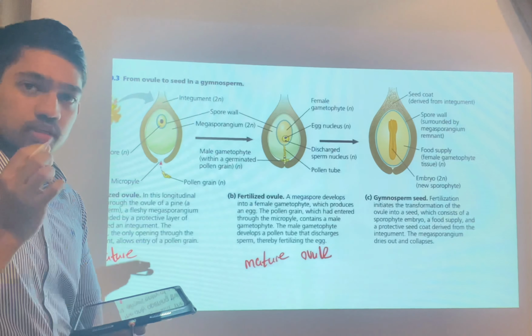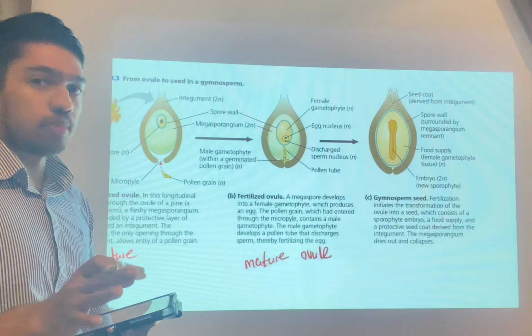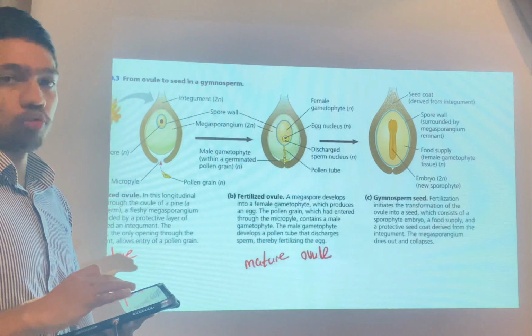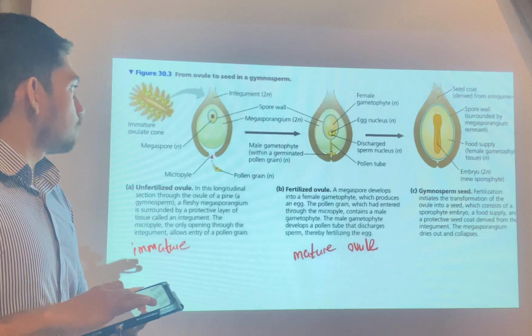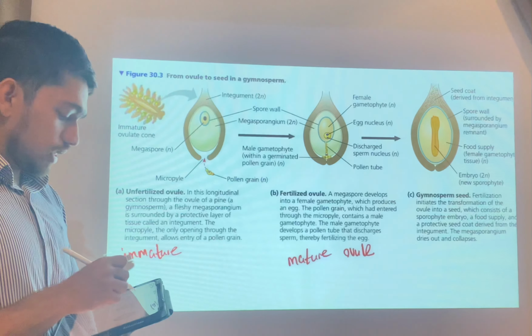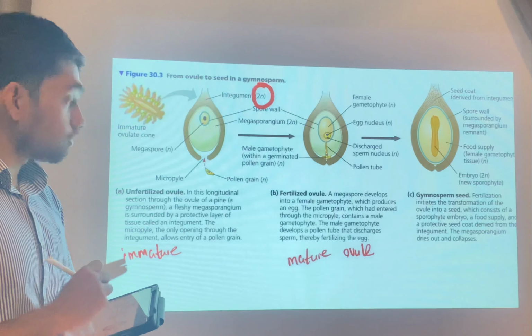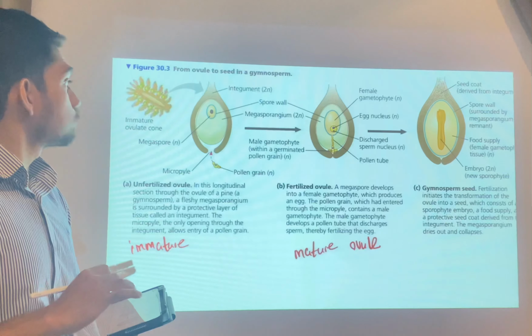And the seed is the dispersal unit that is ready to get dispersed to a suitable habitat and become a new plant, right? A sporophyte, right? Okay. So the unfertilized ovule, or the immature ovule, as you can see, consists of a protective covering called the integument. You can see the ploidy level is diploid. Very important to remember the ploidy level of each of the structures, right?